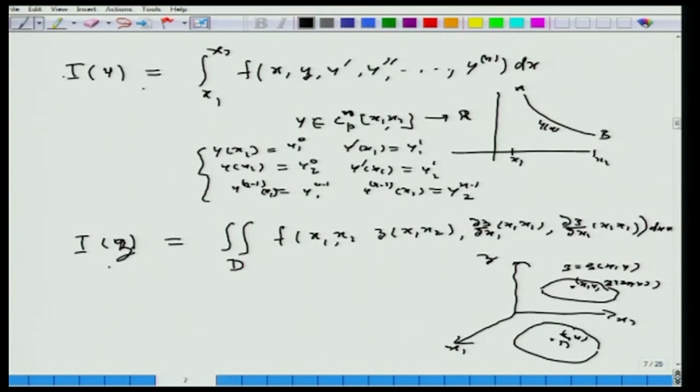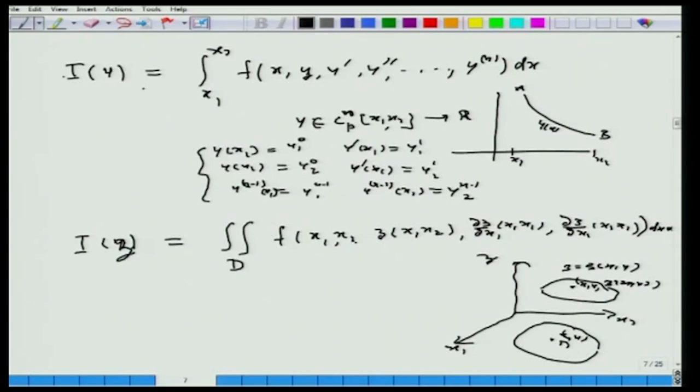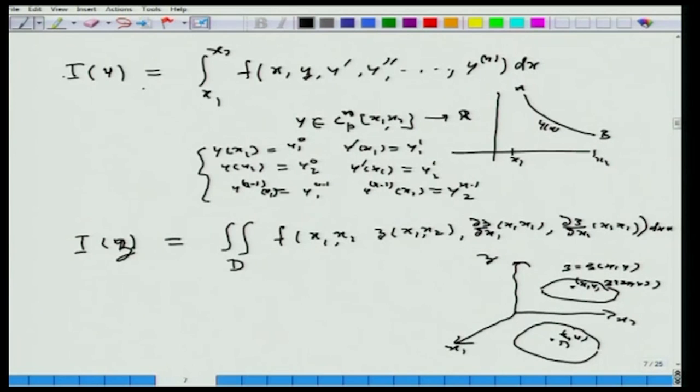Then a more general problem would be where you have more independent variables appearing, like x1, x2, and then z is a function of x1, x2, a surface, such that the derivatives with respect to x1 and x2 are piecewise continuous. Then you can consider this integral of f, a continuous function of all of these arguments. The integral is again defined in the sense of Riemann over the domain D, which is an open connected subset of R2 here.